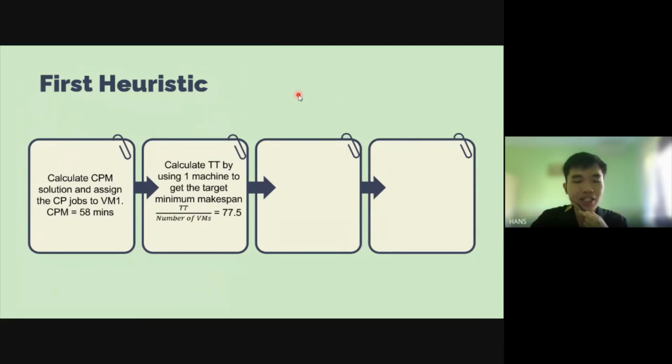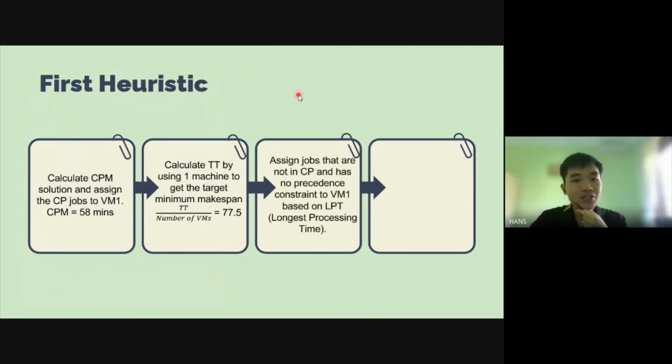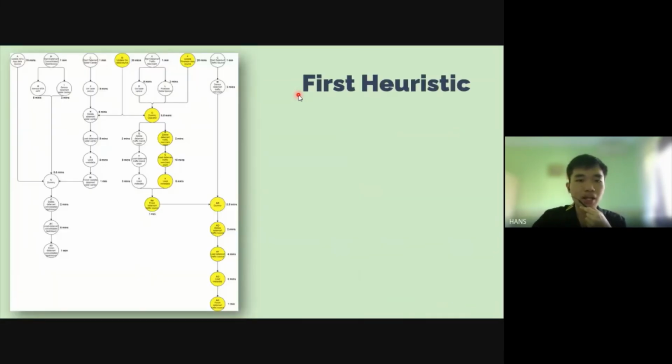In the next step, we try to assign other jobs that are not in the critical path method solution, but that also do not have any precedent constraint, to the VM1. The way we do it is based on the longest processing time. And here is the example. In this case, I can tell you that the critical path method solution is through the job D, O, R, O, Y, A, B, and so forth, without job F.